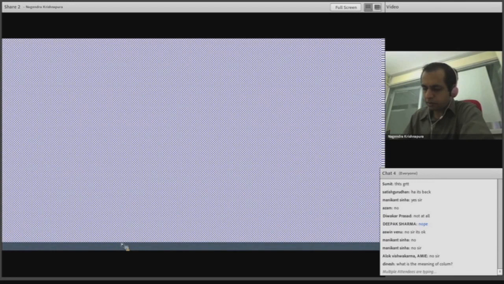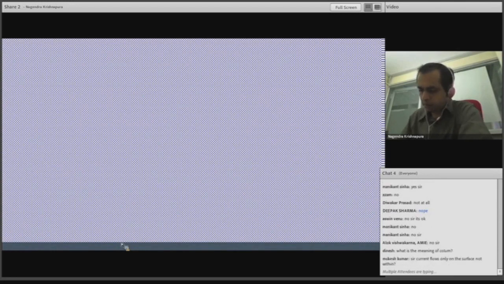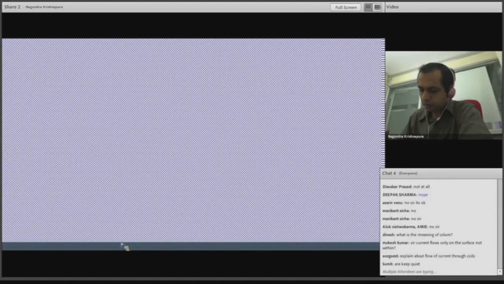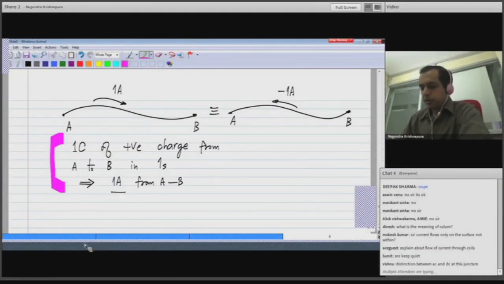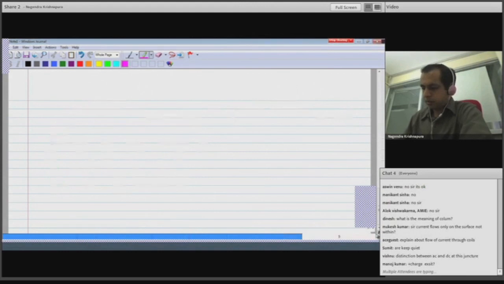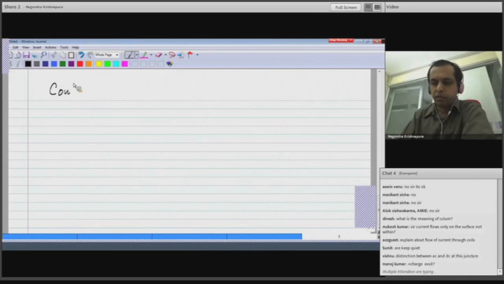Now, there was another question about whether current flows only on the surface of the conductor or not. We will not worry about that. It turns out that at low frequencies, current flows uniformly through the cross section of the wire, and as you go to higher frequencies, it will be only towards the surface of the wire. But for us, those details are not important at all. We will be looking at the total current flowing through the wire.